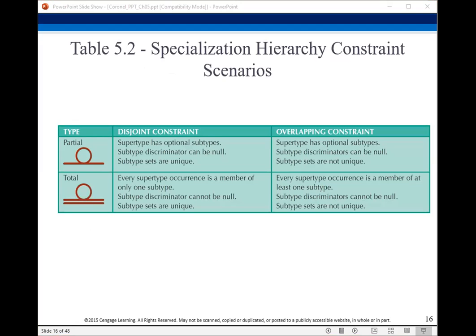So again, a partial completeness means that not every supertype occurrence is a member of a subtype. That is, there may be some supertype occurrences that don't belong to any of the subtypes. Total completeness means that every supertype occurrence must be a member of at least one subtype.